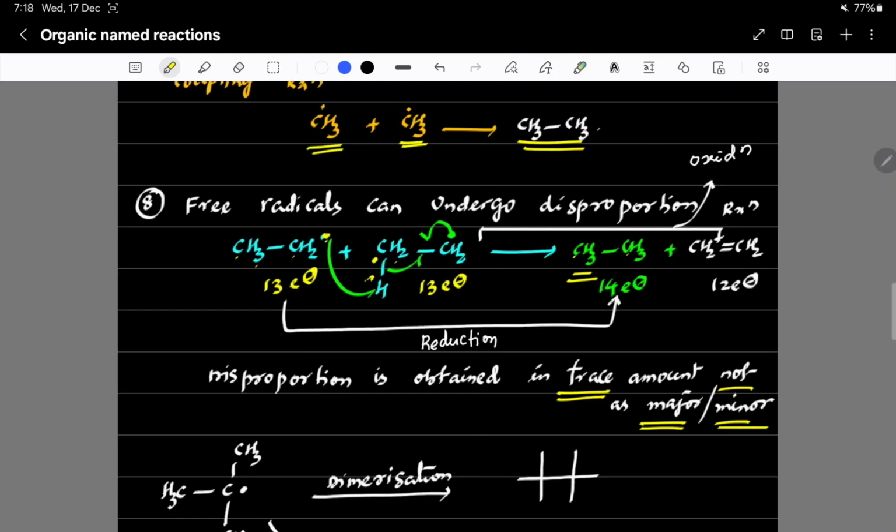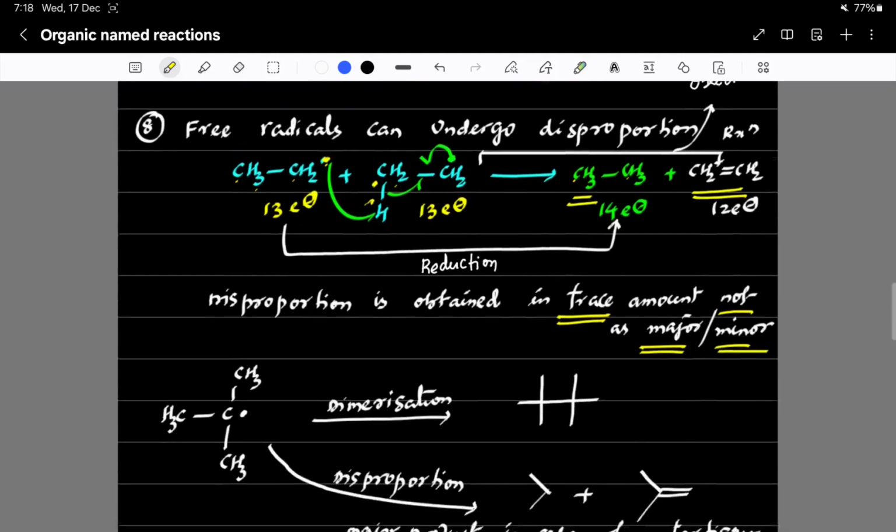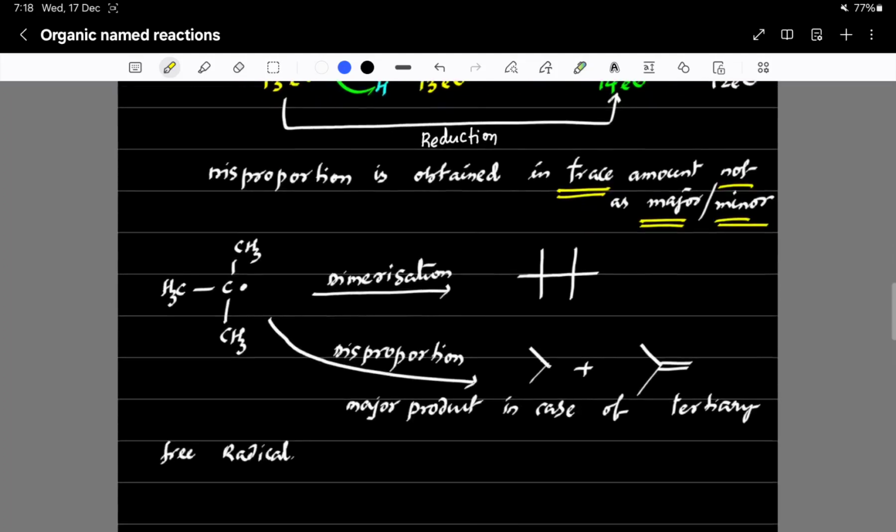Now this radical and this radical, what will happen automatically, students? The radicals undergo recombination, then we will get ethene as the product, right? So free radicals can undergo disproportionation reactions. This is not a major and not a minor product, it is the trace amount we observe in this Wurtz reaction process. Generally, disproportionation reactions are possible especially in the tertiary butyl radical case only.